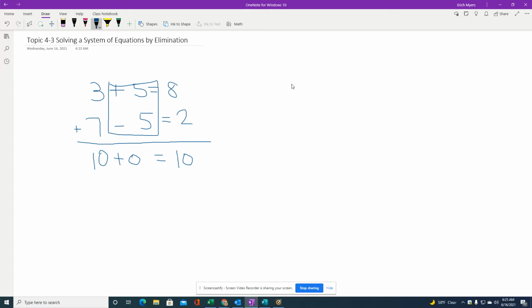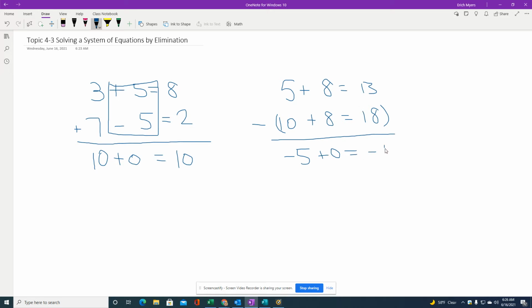There's another way you can do this also. If I had 5 plus 8 equals 13, and let's just say we had 10 plus 8 is equal to 18. Look what happens if we subtract both. Subtract the bottom one from the top one. Well, 5 take away 10 is negative 5. 8 take away 8 is 0. And 13 take away 18 is negative 5.